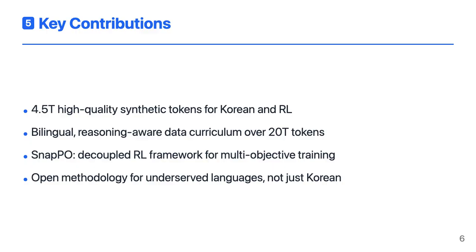The paper's main contributions fall into four buckets. First, they aggressively generate 4.5 trillion tokens of synthetic data to overcome Korean data scarcity and to feed reasoning and RL. Second, they design a bilingual, reasoning-aware curriculum that schedules 20 trillion tokens across phases, gradually increasing quality and synthetic ratios. Third, they introduce SnapPO, a decoupled reinforcement learning framework that makes multi-objective training, like reasoning, safety, and preference alignment, scalable and manageable. And finally, they position Solar Open as a general methodology for underserved languages with Korean as a concrete case study.